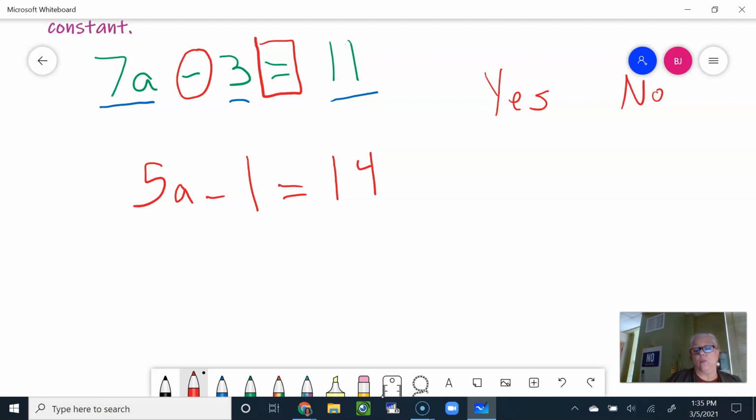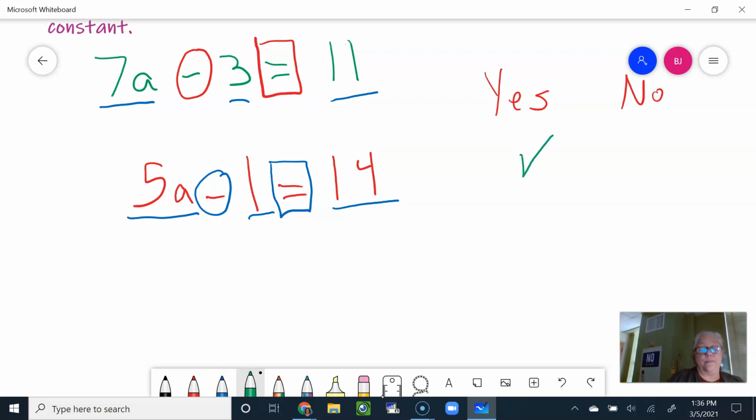Is this an equation? Well, let's look at it. It has a term. It has an operation. It has another term. It has the equal sign. And then it also has this final term. Could we actually work this out? Well, yes, we could, because 5 times 3 is 15. 15 minus 1 equals 14. So yes, it is an equation.